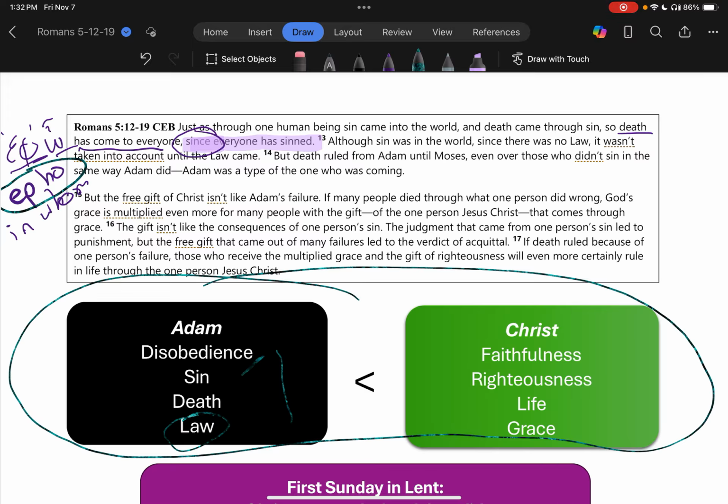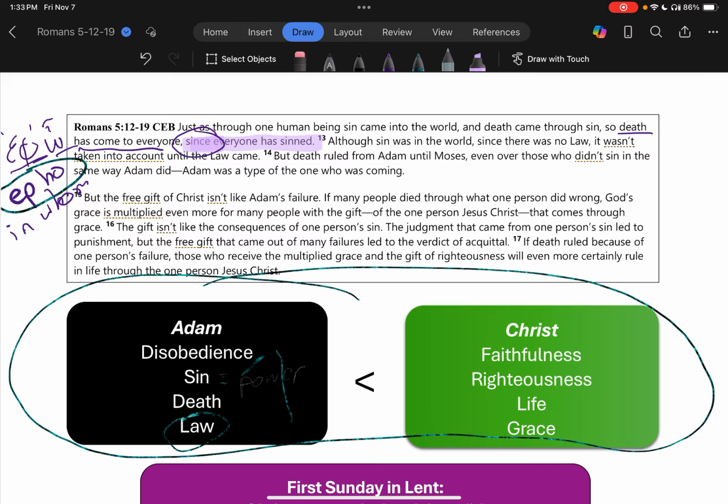For Paul, sin is also a power that is at work in the world. So when Adam sins, yes, he's disobedient, and that is a sin. But Paul's actually saying a bit more than that. He's sort of saying, like, Adam's disobedience opened the door to the power of sin to enter into God's creation in a way that it had been excluded previously.